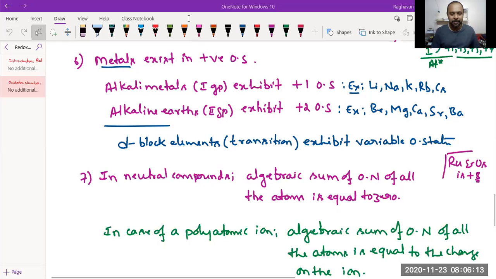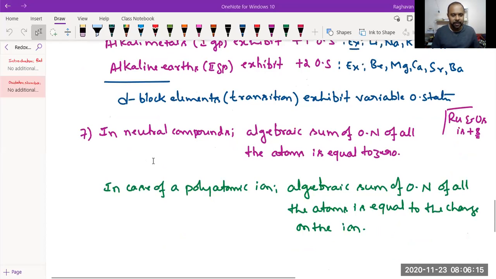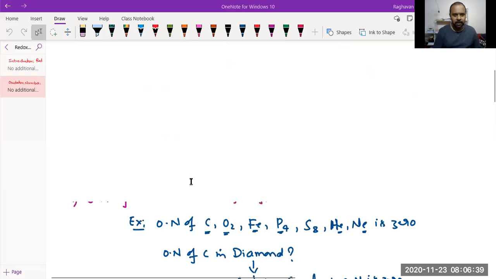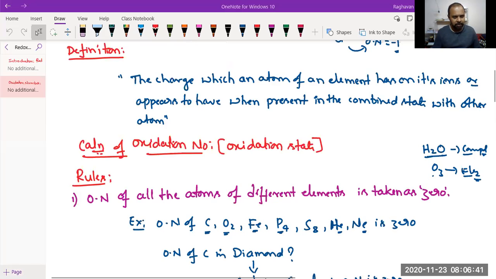No problem. So in a neutral compound, if you are going to calculate oxidation state, the sum of the oxidation states should be equal to 0, because any neutral compound will be having equal positive and negative charges, electrically neutral. In case of a polyatomic ion, be it positive or negative, total charges on all the atoms must be equal to the charge on the ion. What does it mean when I say that? Okay, we'll see with some examples.